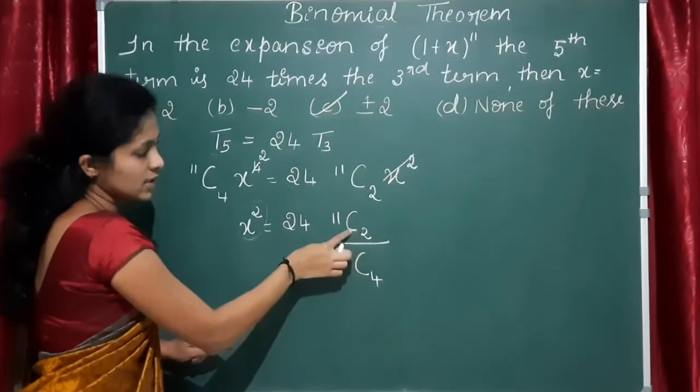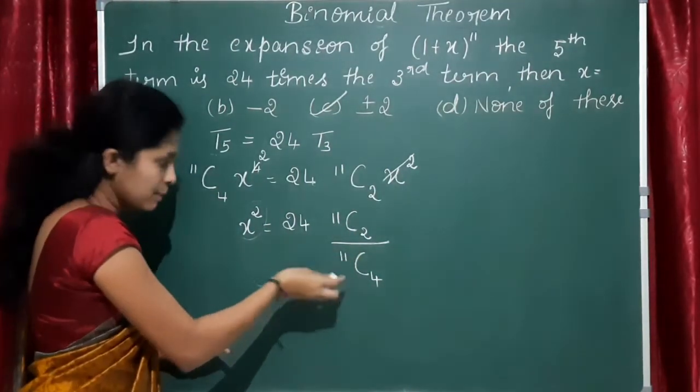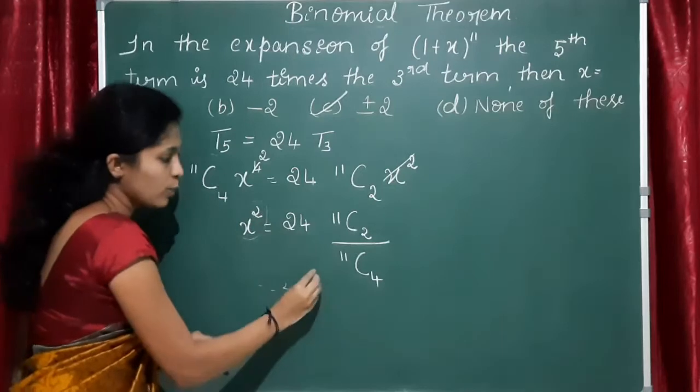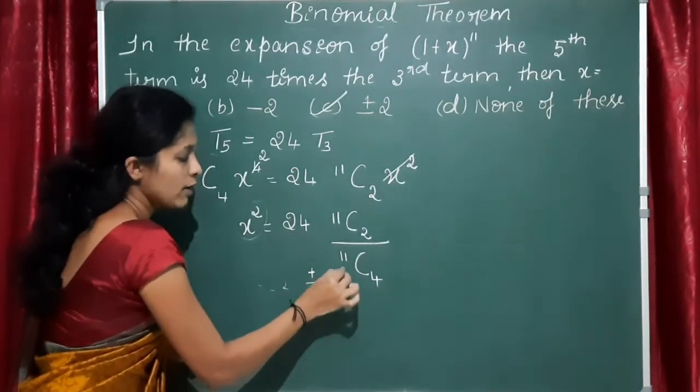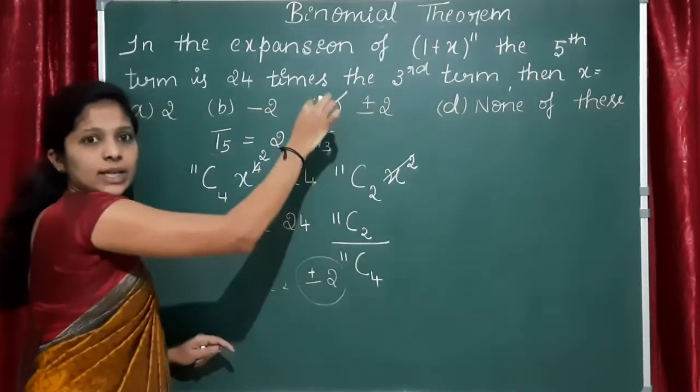This is 11C2. You can simplify 11C4. Simplify here. Square is there. So obviously we'll get it as plus or minus. Right? And the value of that should be equal to 2. Verify your answer. Answer you have to get it as C.